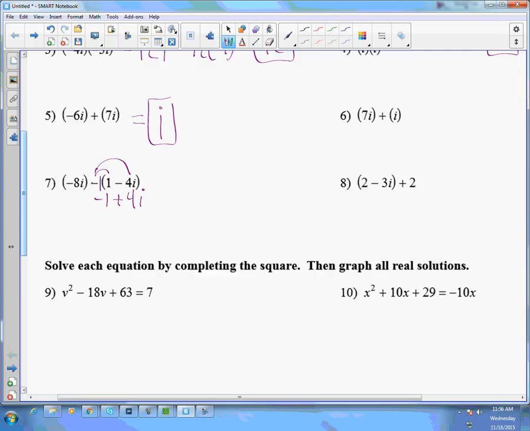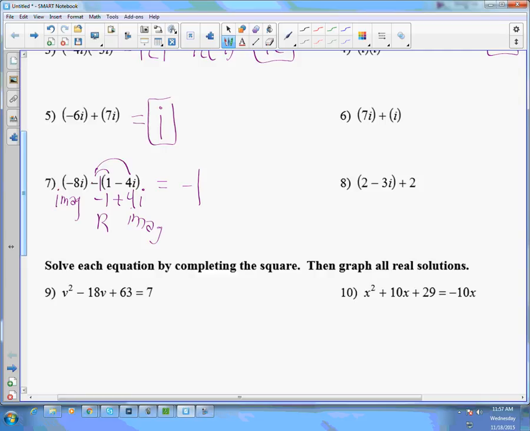What's the real piece? We have negative i, we have -1, and we have positive 4i. What's the real piece? -1. The only one without an i, right? That's the real piece, -1. The others have an i, so they're in the imaginary family. We need to add those up.